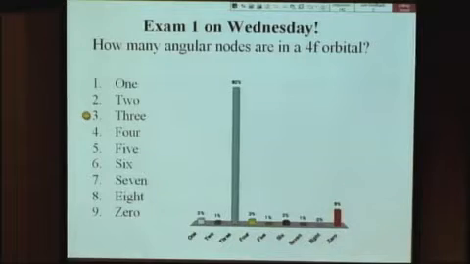For an angular node, we're just talking about what the L value is. Whatever L is equal to is the number of angular nodes you have. For an F orbital, what is the quantum number L equal to? 3, good. So everyone that recognized that probably got the right answer of 3 angular nodes here.